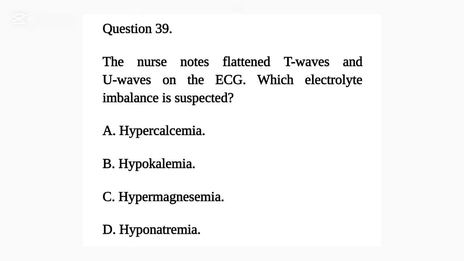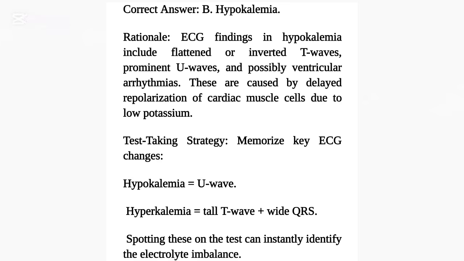Question 39. The nurse notes flattened T waves and U waves on the ECG. Which electrolyte imbalance is suspected? A. Hypercalcemia. B. Hypokalemia. C. Hypermagnesemia. D. Hyponatremia. Correct answer, B.